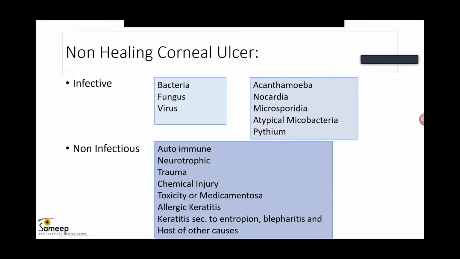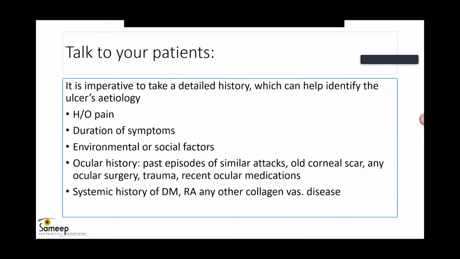Amongst the non-infectious groups, it could be autoimmune, it could be neurotrophic, which was very well described in the talk on viral keratitis. It can occur following trauma, following chemical injury. Toxicity or medicamentosa also can lead to non-healing corneal ulcers. Allergic keratitis like vernal, keratitis secondary to entropion or blepharitis, and a host of other causes as well.